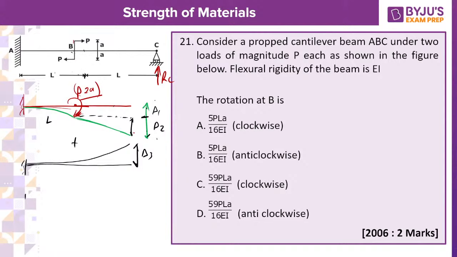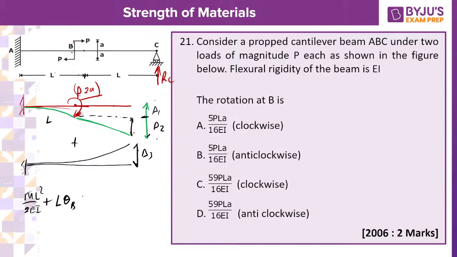So deflection will be ML square by 2EI, right? Just write it down: ML square by 2EI, plus R theta. R theta means this is L into theta, whatever you have as theta at B.